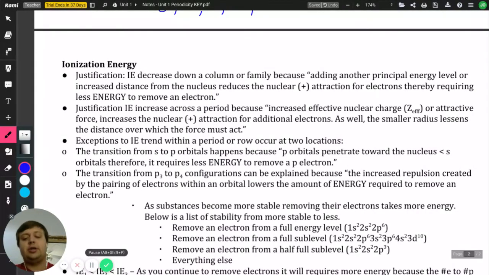Okay, so ionization energy, its definition is going to be the energy required to remove an electron. So I'm trying to remove an electron. All right, so let's look at this. In general, here's our justification: ionization energy decreases down the column because when we add another energy level, we increase the distance from the nucleus, and we're going to reduce how much energy it takes to take it away. So it's going to be easier to take an electron away the further it is from the nucleus.